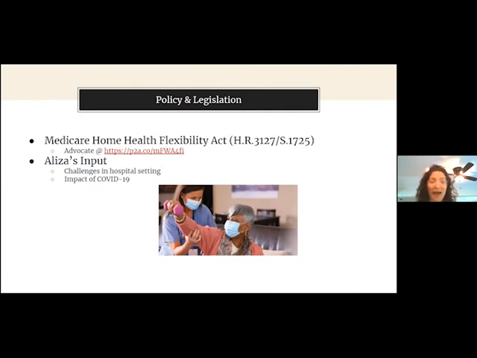We can all advocate for this act by clicking this link. It sends letters and emails to your representatives and your senators. I sent them in for both Pennsylvania and New Jersey, so however many addresses you have, advocate as much as you can. We also discussed with Eliza her input on what changes in policy may be necessary in this setting.